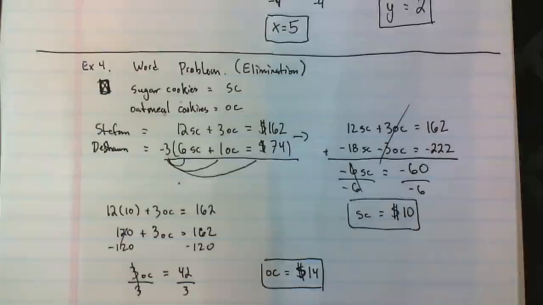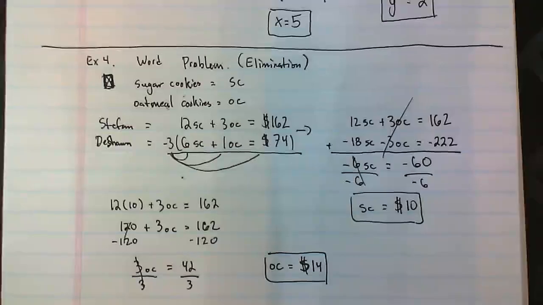I'm going to distribute that -3 to everything and make an entirely new equation for the bottom. -3 times 6 is -18, and that's sugar cookies. Then -3 times 1 is -3 for oatmeal cookies. And then we got -3 times 74, which is -222. So now I simply add these two equations here, and I will watch the variables cancel.